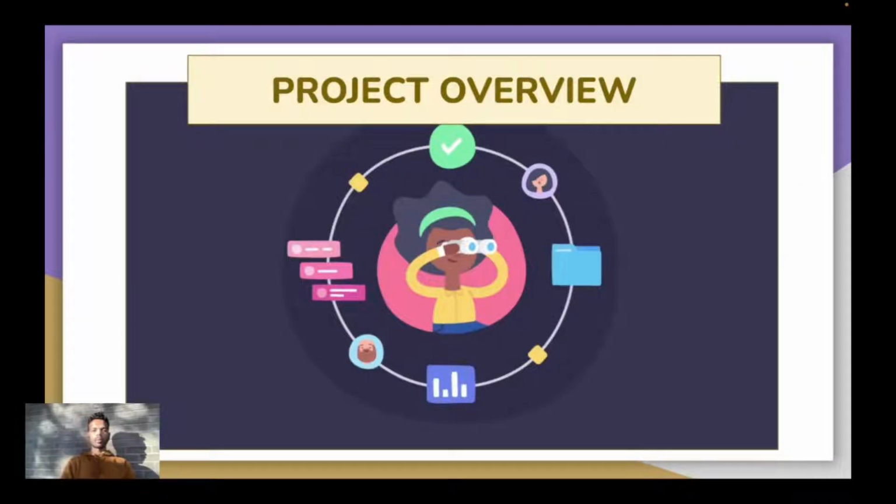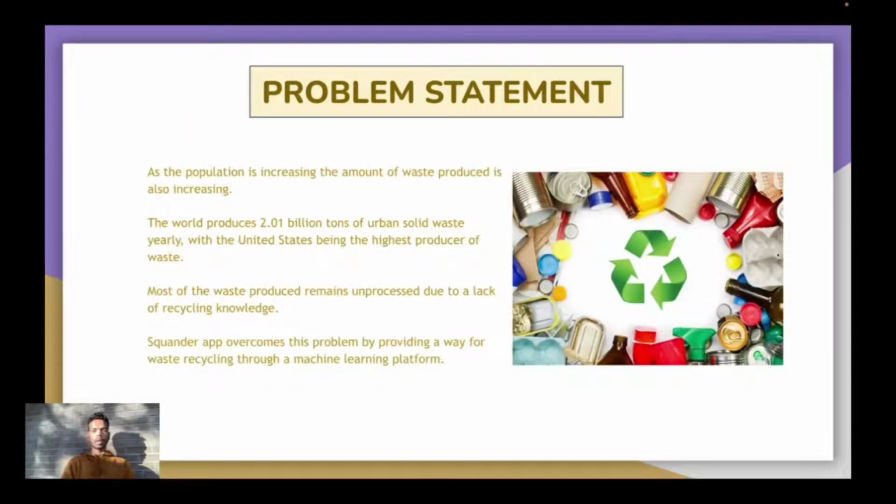Project overview. Problem statement. With the vast population of people around the world, the amount of waste produced has been gradually increasing with the increase in population. On average, the world produces 2 billion tons of urban solid waste yearly, with the United States being the highest producer of waste among others.